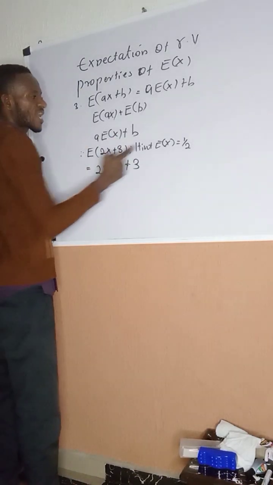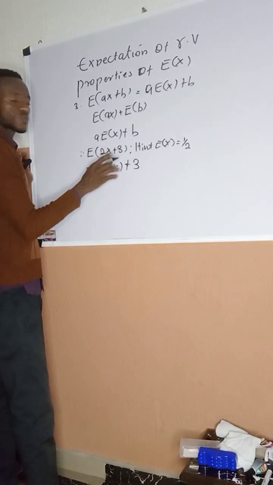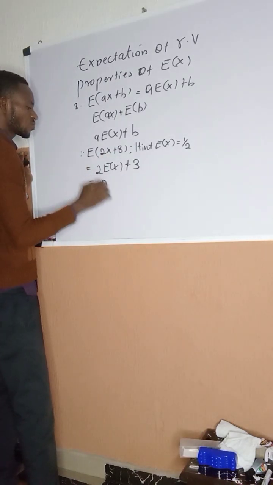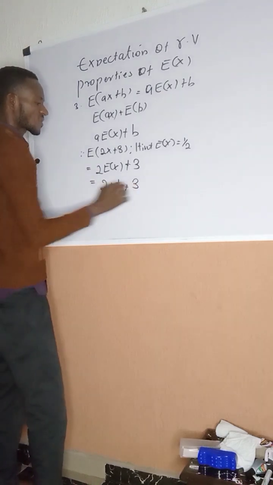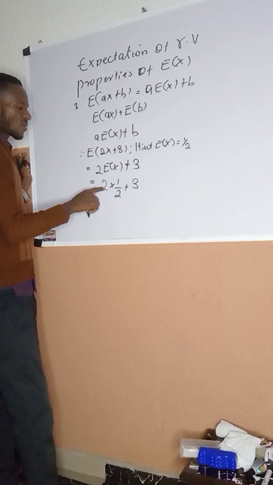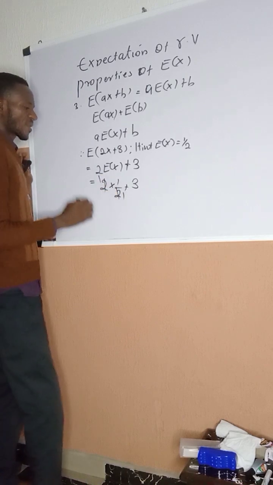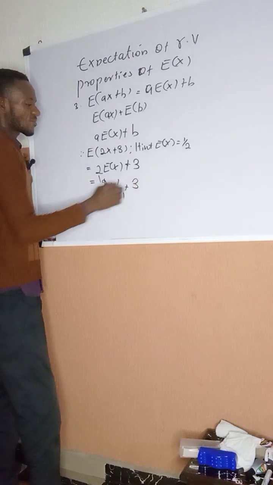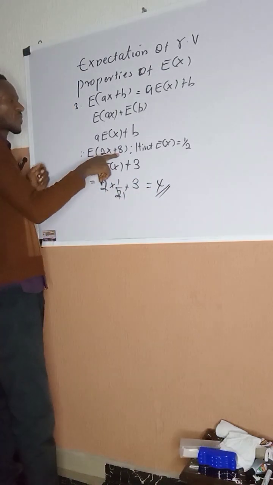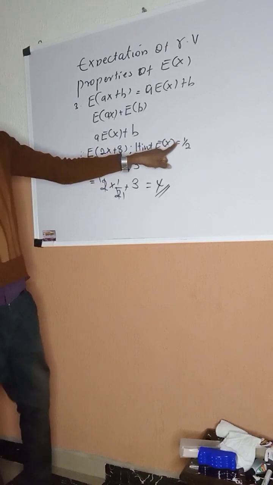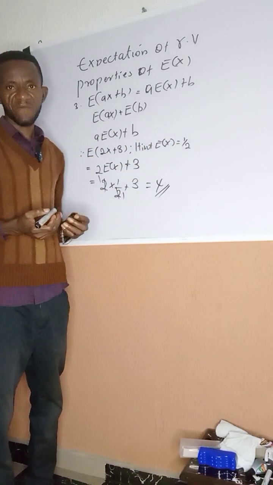But we are told that E of X is 1 over 2. So in place of this E of X, I will put 1 over 2. So this becomes 2, which is outside, multiplied by 1 over 2, plus 3. This 1 over 2 is here and this 2 is here. This is 1 and this is 1. 1 times 1 is 1, plus 3. This becomes 4. So this thing becomes 4 when E of X equals 2. E of X could be anything.